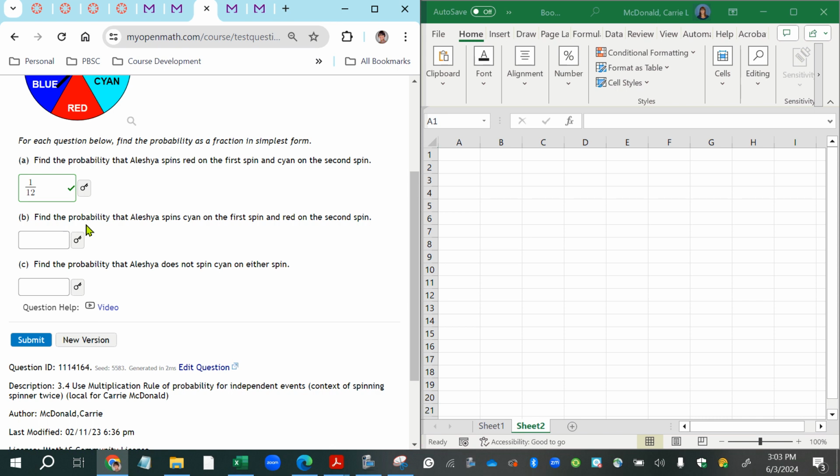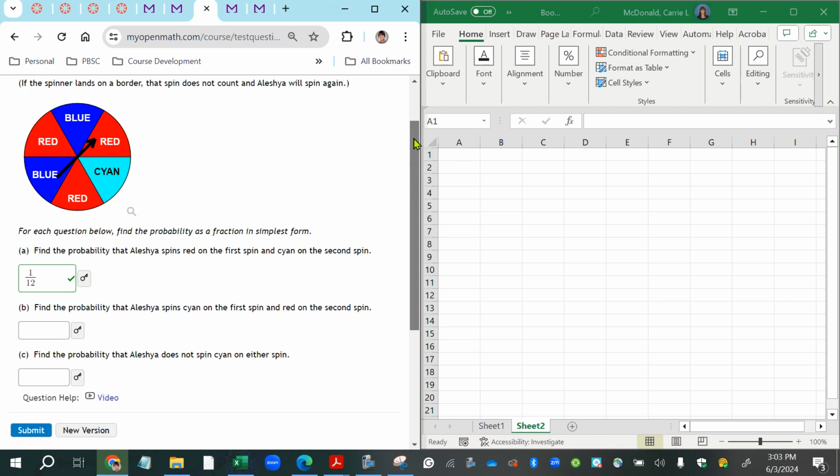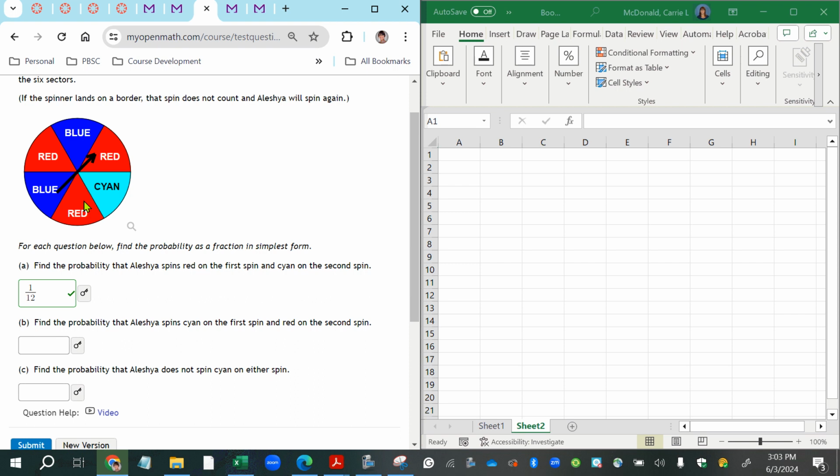So part B says find the probability that Alicia spins cyan on the first spin and red on the second spin. So now we're going to reverse the order of the events. And it actually won't make a difference here because we have independent trials. If this had been a situation where we were not allowed to use that one red section again in the second spin, then we would have possibly had a different answer.